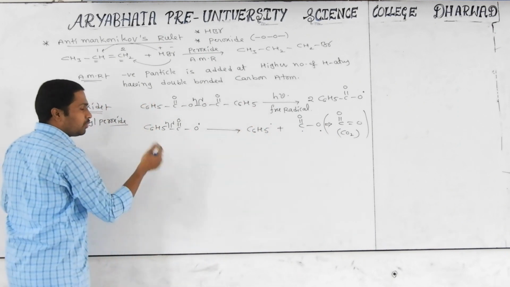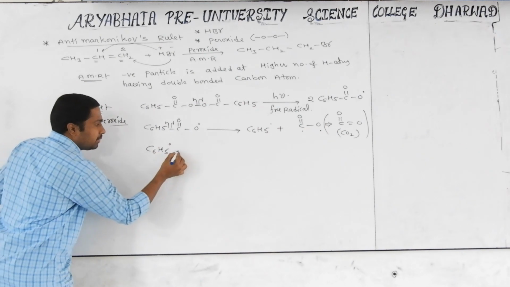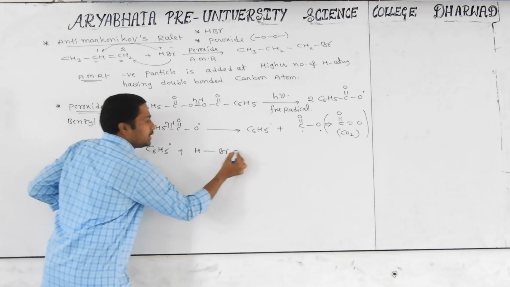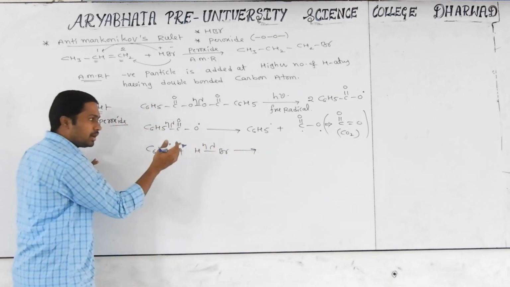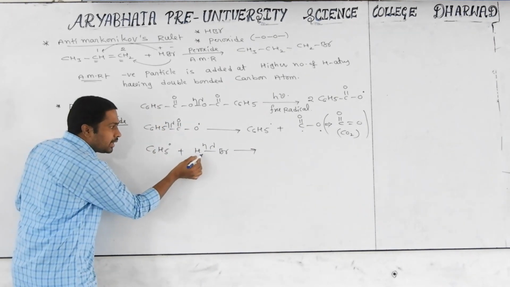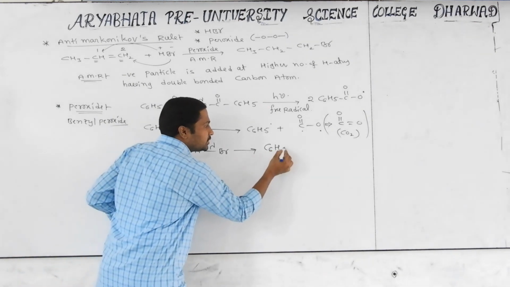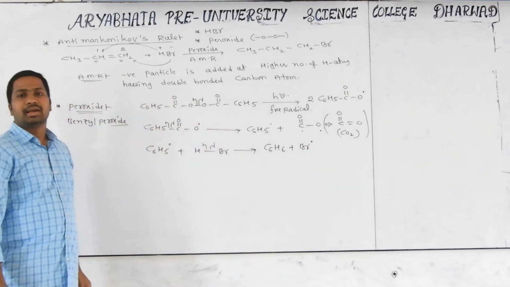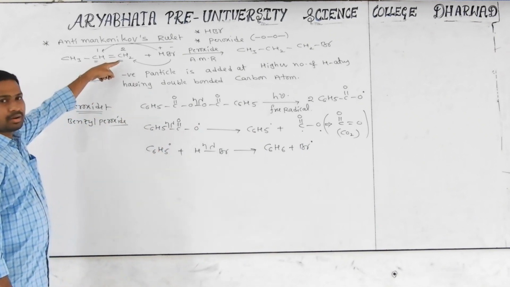Now what is remaining? Phenyl radical is remaining. How is it happening? You take phenyl radical C6H5 radical plus HBr. HBr is also involved in homolytic fission. Homolytic fission means like this: one electron to the hydrogen atom, one electron to the Br atom. Then the H atom will combine with this one, and it becomes C6H6 plus what is remaining? Br radical.